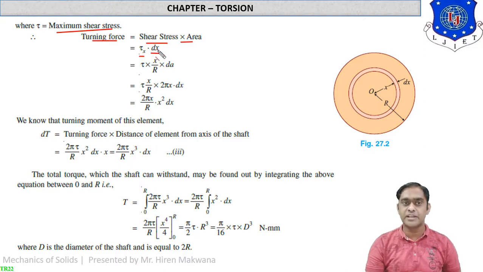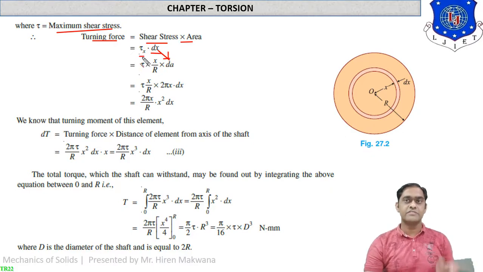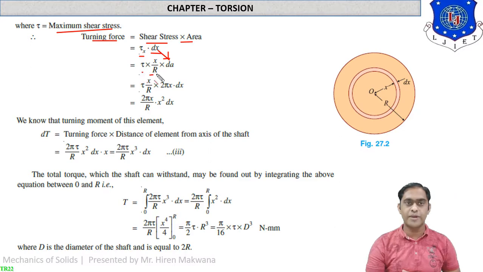Actually it is a printing mistake. It is not dx but it is dA. Okay, it is dA like this. And what is tau x? As we have discussed, tau x equal to tau into x by r, into dA as it is. Tau into x by r as it is, and dA, the area of the ring, is replaced over here, 2 pi x into dx.